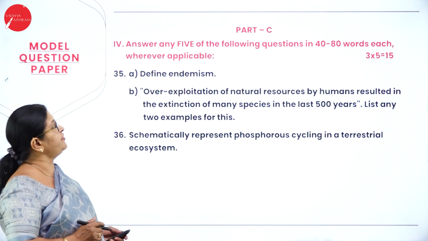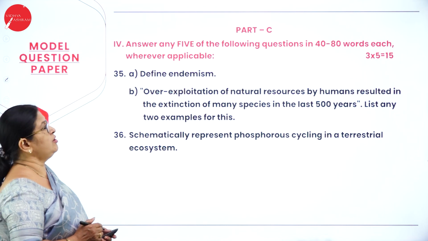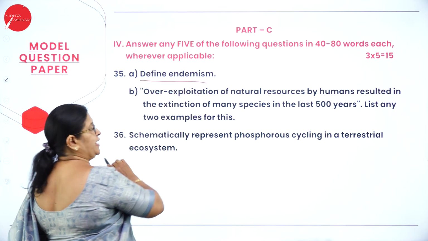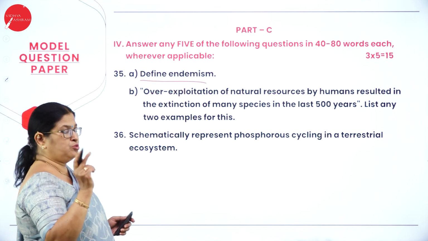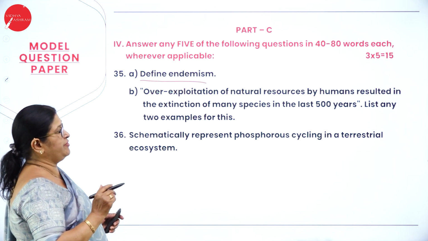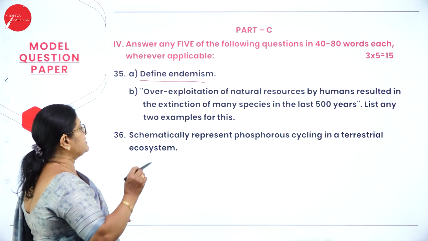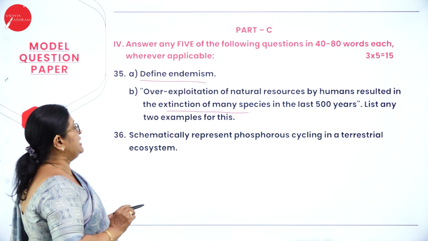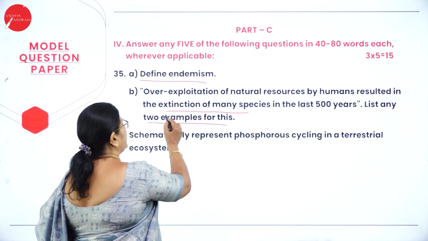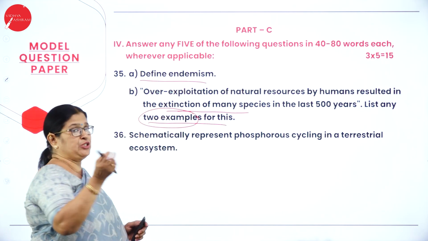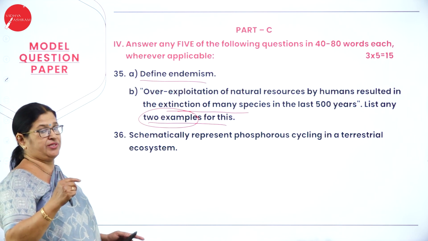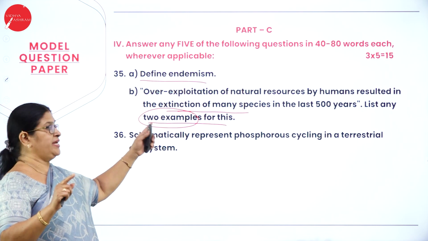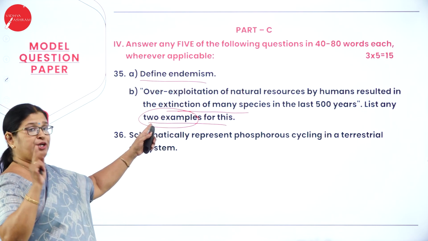Moving on to the 35th question, a 3 marker question of part C. Define endemism, a 1 marker question. Then question B, which is for 2 marks. Overexploitation of natural resources by humans resulted in the extinction of many species in the last 500 years. List any 2 examples for this. So you have to give 2 examples, which is for 2 marks. As I said, it is a split question. Define endemism is for 1 mark and B is for 2 marks. You have to state 2 examples.